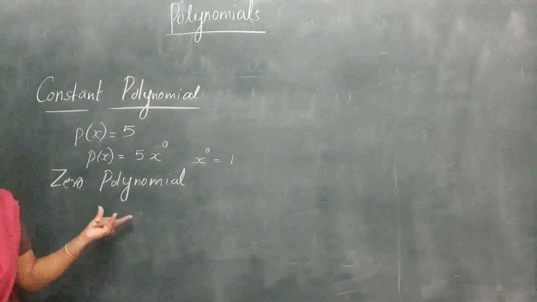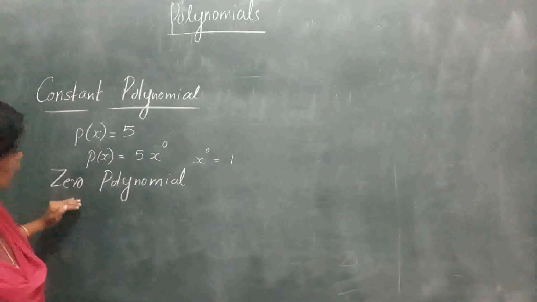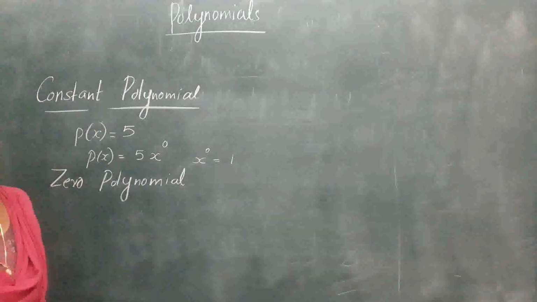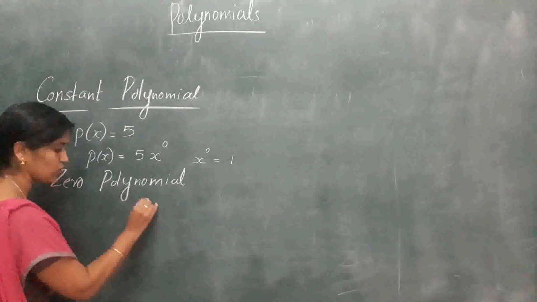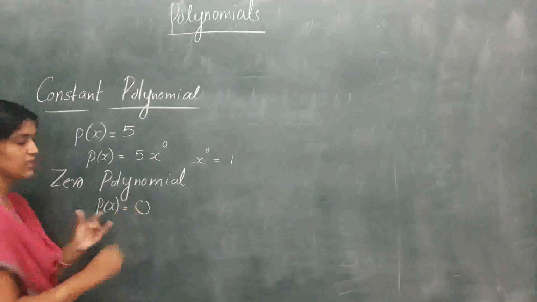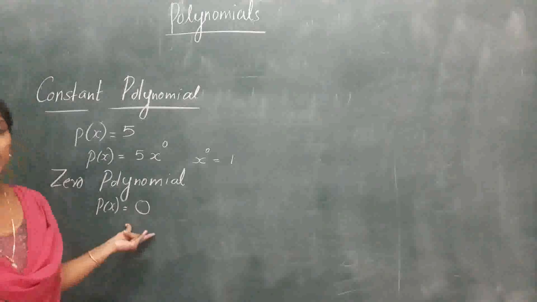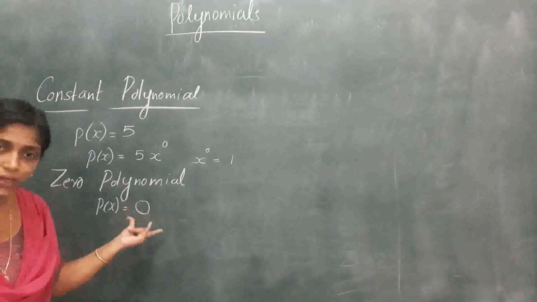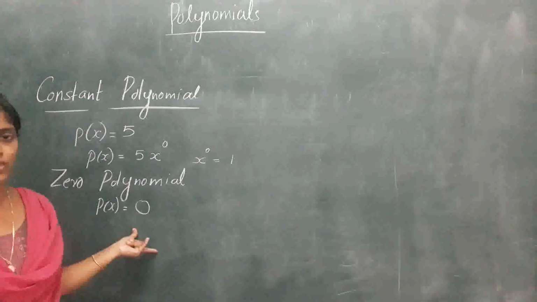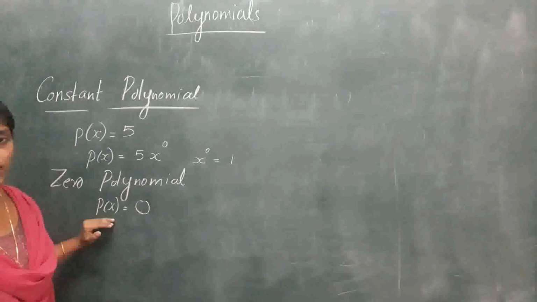That is a type of polynomial. The 0 polynomial is a polynomial. This 0 polynomial also consists of only one term, namely 0. So p of x is equal to 0. It is a polynomial and we call it a 0 polynomial. So a 0 polynomial contains only one term, and that is 0. Now we see what the degree of a 0 polynomial is.